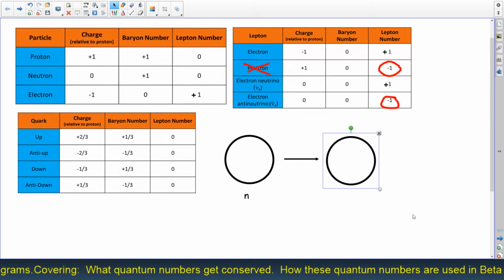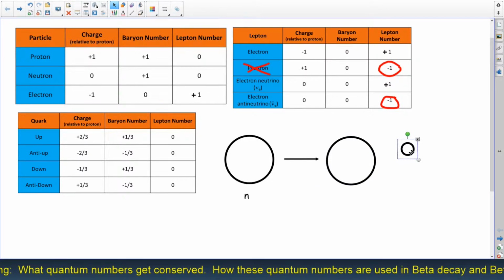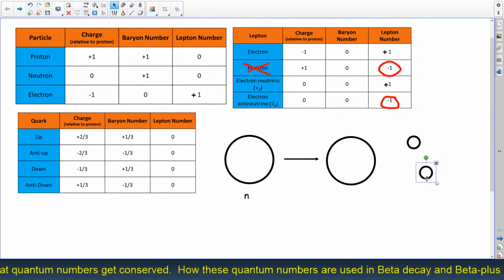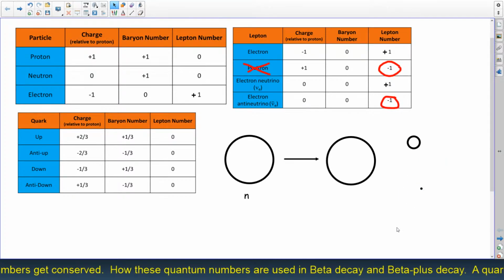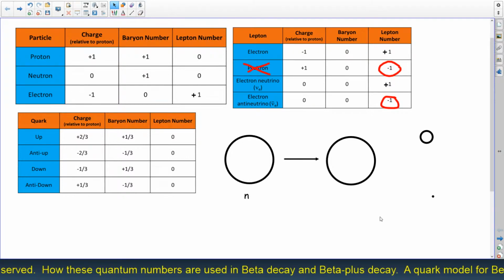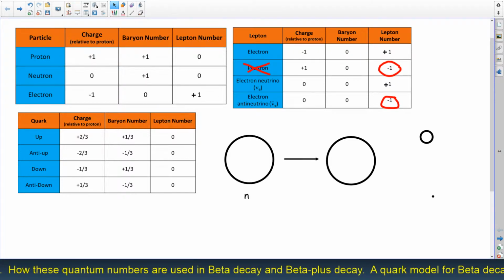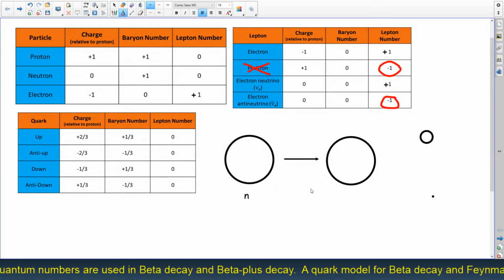It's going to become, along with that, a little electron and an electron anti-neutrino, which is essentially massless. Well, it's not entirely massless, but it's so close as it makes no difference. All right, so to make ourselves a neutron, we need to build 3 quarks.